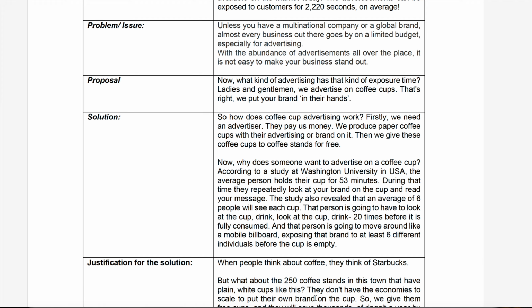So they are actually suggesting, why don't we advertise your product or your service by putting them on coffee cups? Because people drink coffee all the time in a cup. So while drinking coffee, they can actually watch and look at the advertisement available on the coffee cup. So they are basically suggesting that.